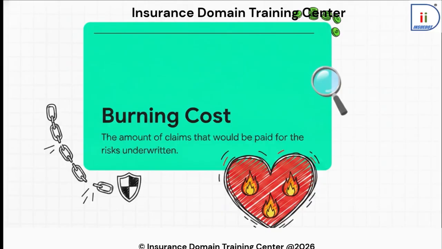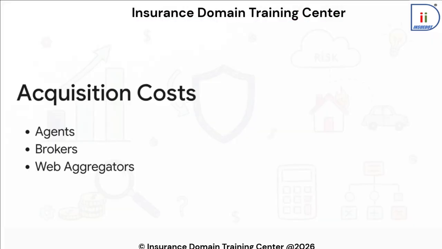Next up, we have the acquisition costs. Insurance, just like any other business, has to be sold to the public. And while a small portion of business is written directly by the company, the much bigger share comes through distribution channels. Think of your agents, your brokers, and web aggregators online. These folks have to be paid a commission for bringing the business to the insurer, and that cost is built straight into the final price.